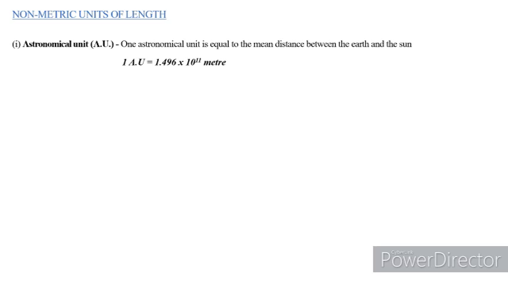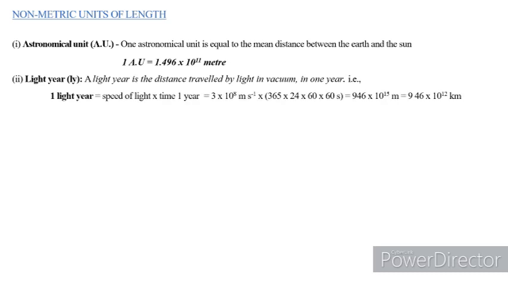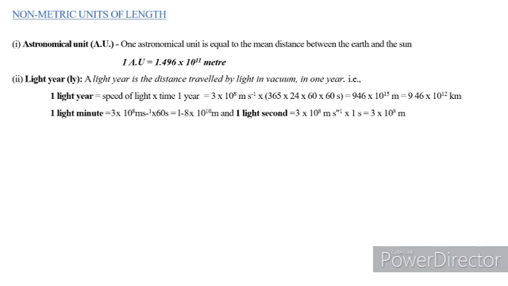So now you see the non-metric units of length. The first one is the astronomical unit. One astronomical unit is equal to the mean distance between the earth and sun, that is 1.496 into 10 raised to 11 meters. And the light year: the distance traveled by light in 1 year is called a light year, equal to the speed of light into 1 year, that is 9.46 into 10 raised to 12 kilometers.